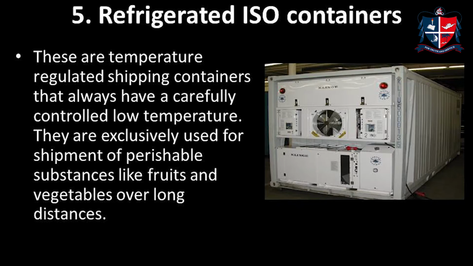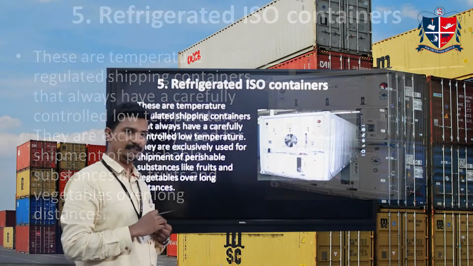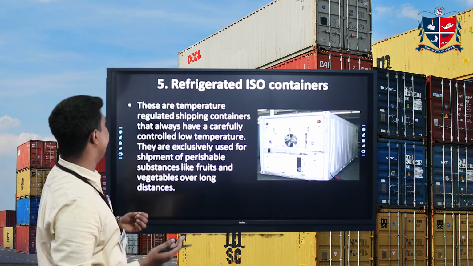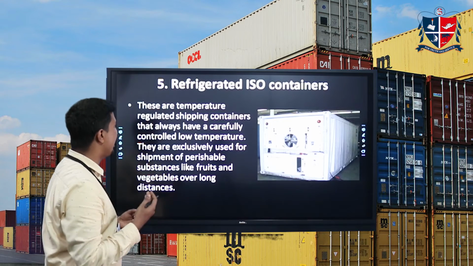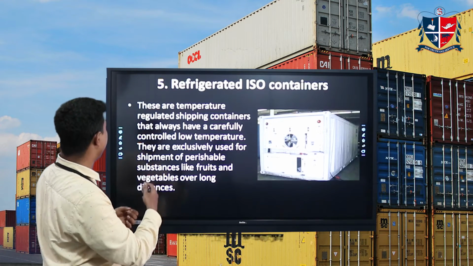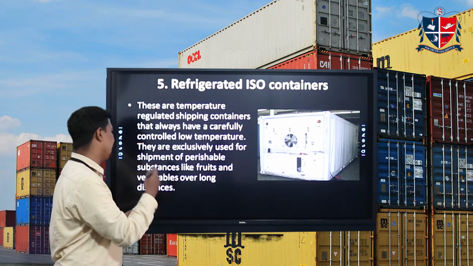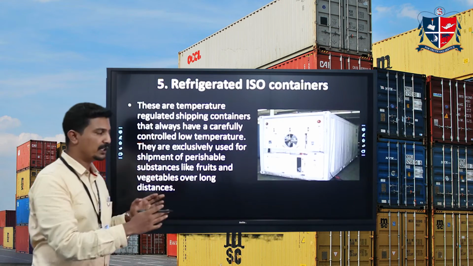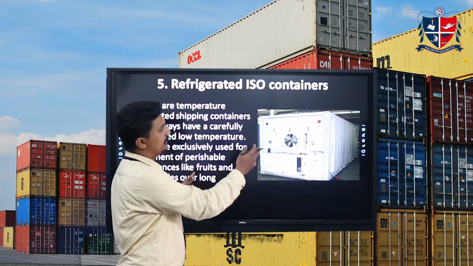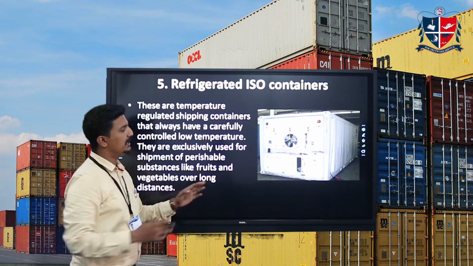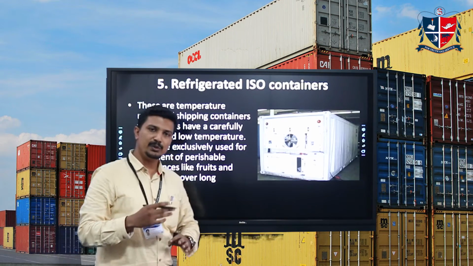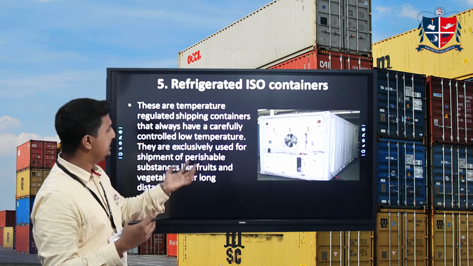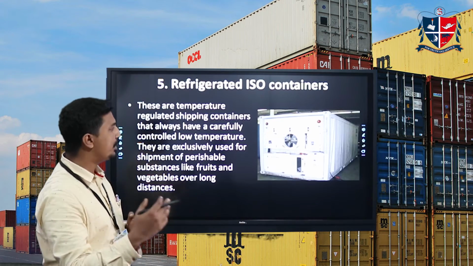Then the next type of container is refrigerated ISO containers. These are temperature regulated shipping containers that always have a carefully controlled low temperature. They are exclusively used for shipment of perishable substances like fruits, vegetables over a long distance. Here, the size of the containers is standard 20 feet and 40 feet. The height and width are everything the same. The difference is that this container is mostly used to ship cargoes which are perishable in nature, like fruits, vegetables. They have to be kept in a controlled temperature.